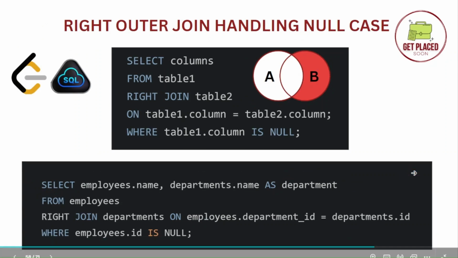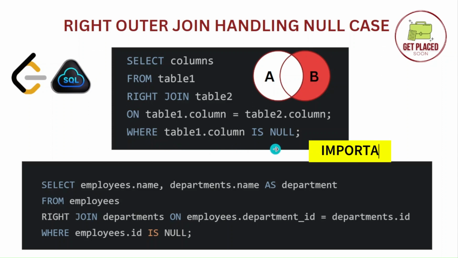Now moving ahead, handling the null case in right outer join, which means there is no join between table A and table B. Now you can see when you do right outer join which has no matching, which means the matching is null, then only the unmatched part of table B is retrieved. We are supposed to add one more statement where table 1 dot column is null. In the left outer join we will mention table 2 dot column is null. In the right outer join we will mention table 1 dot column is null. Okay, that is something you need to keep in mind. Similarly, you can see the same example.